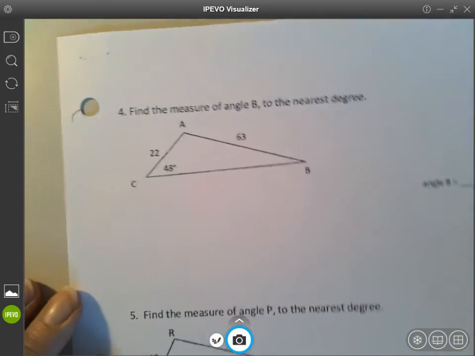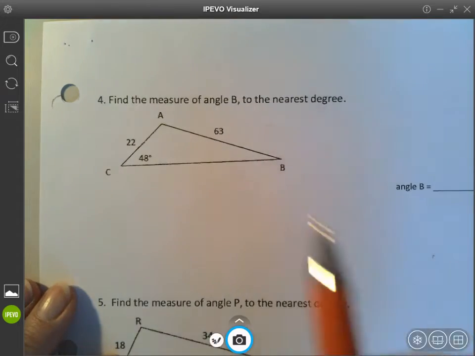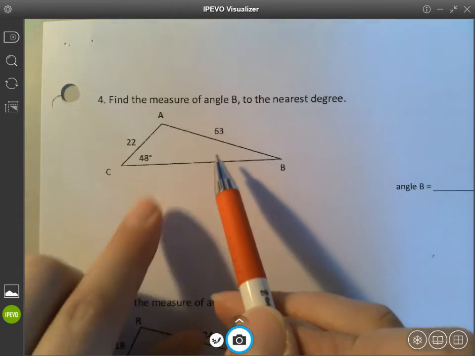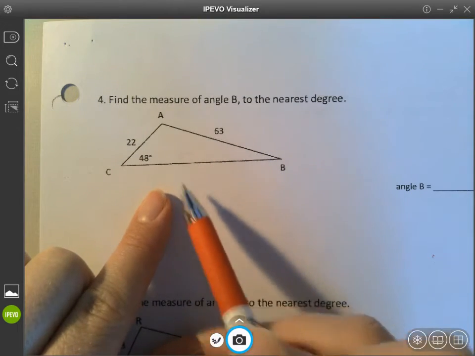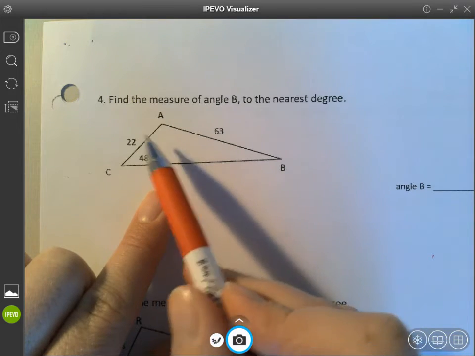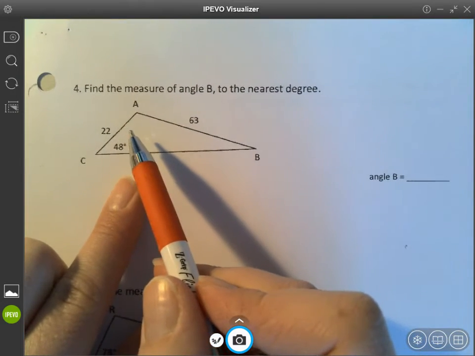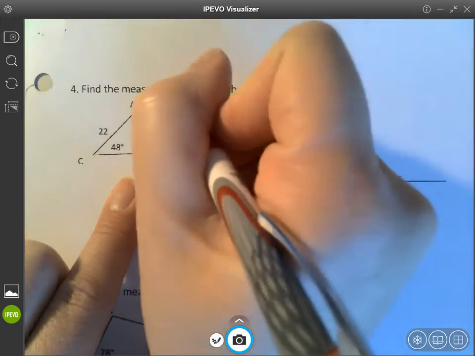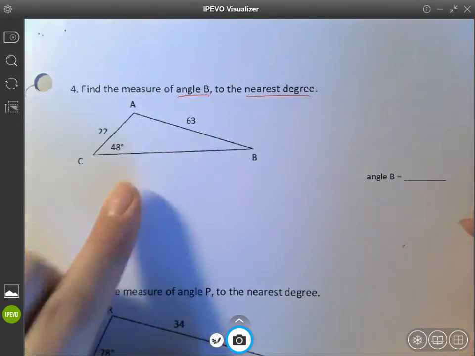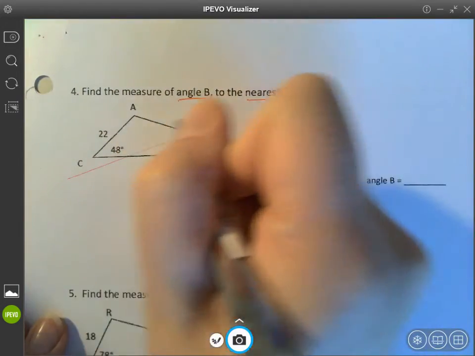Okay, last type of problem we're doing, it jumps to finding the angle. So, same idea. I have 2 sides. You understand I cannot use Pythagorean theorem to find the third side because it's not a right triangle. Pythagorean theorem only works in a right triangle. But they're asking me to find angle B to the nearest degree.